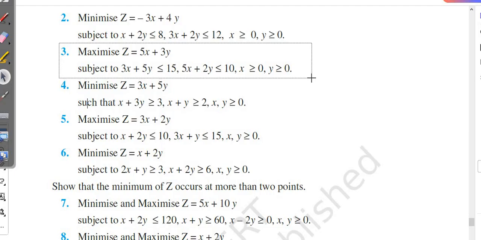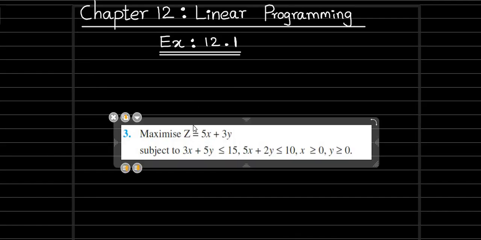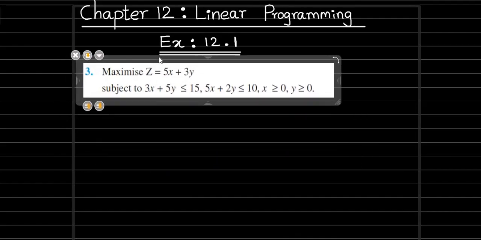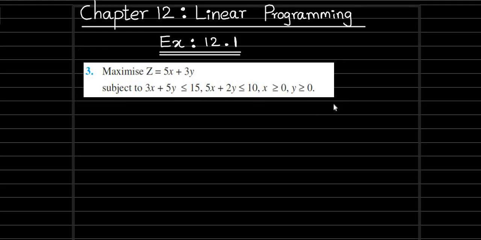And what are the given constraints? 3x plus 5y less than or equal to 15, 5x plus 2y less than or equal to 10, then x greater than or equal to 0, y greater than or equal to 0. First, I'll tell you the steps to get the solution, then we can move on to the solution part.